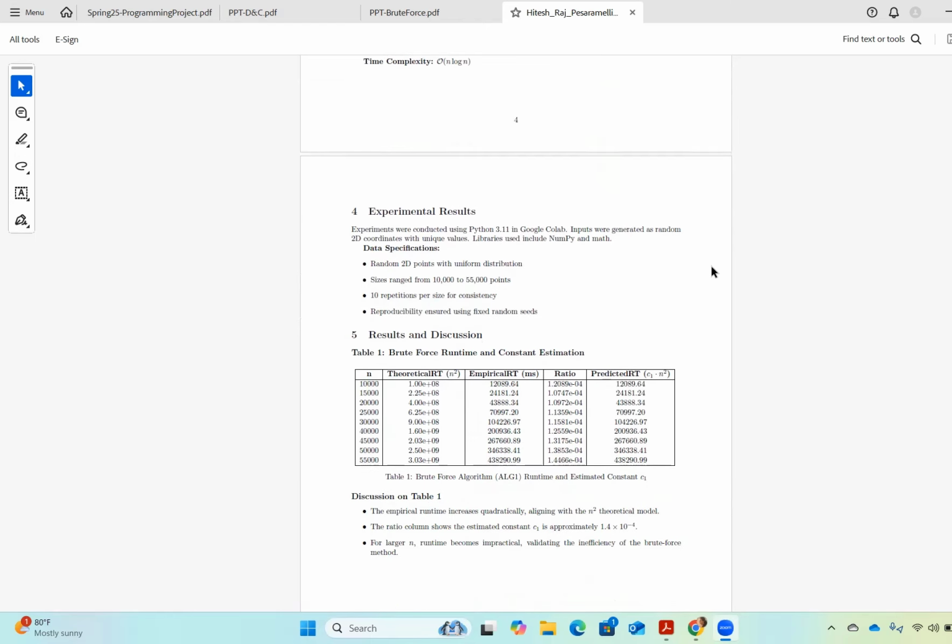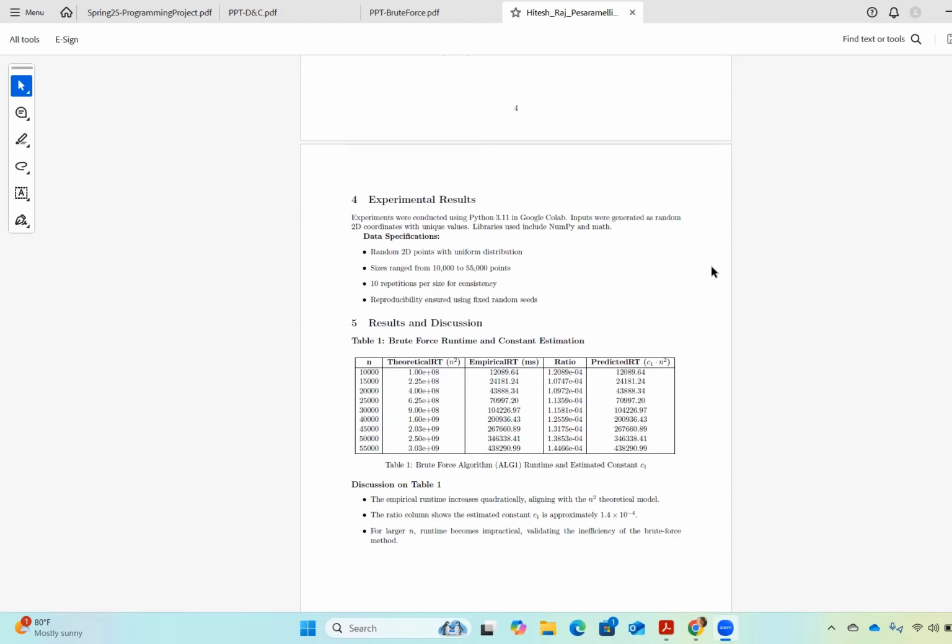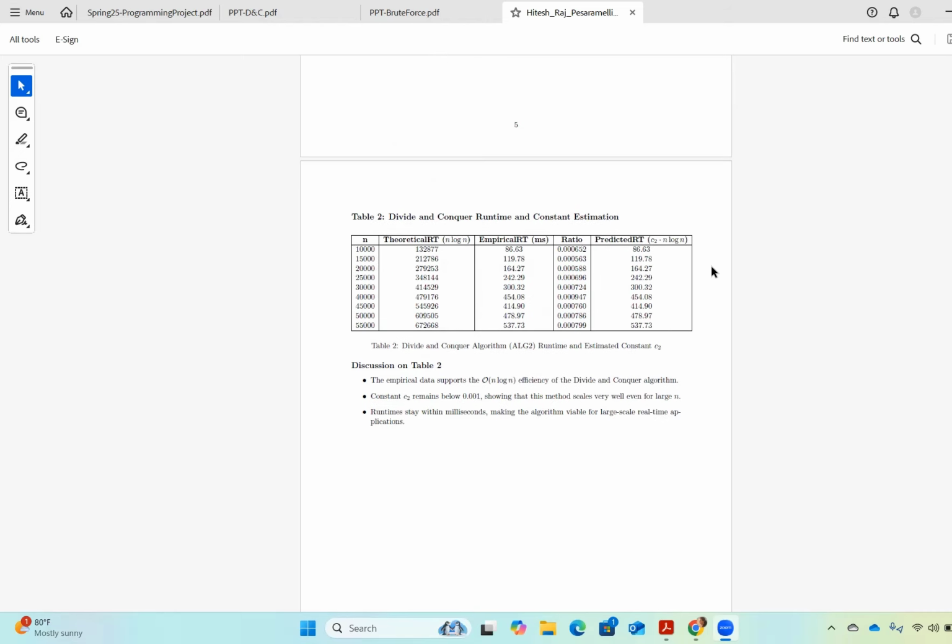And let's take a look at the experimental setup and tables. I generated random points with integer coordinates in the range 0 to 3,276,7 and timed each algorithm in milliseconds. Two tables estimate the hidden constant: the ALG1 table for the C n square model, and the ALG2 table, which is right here, for the C n log n model, taking the maximum ratios to get the constant C for each algorithm.